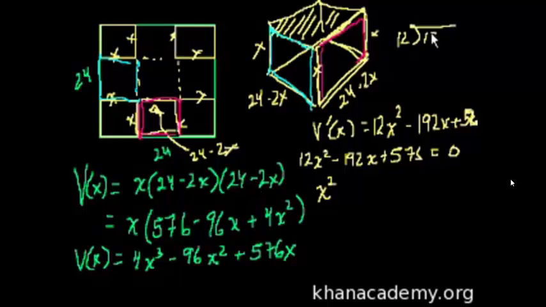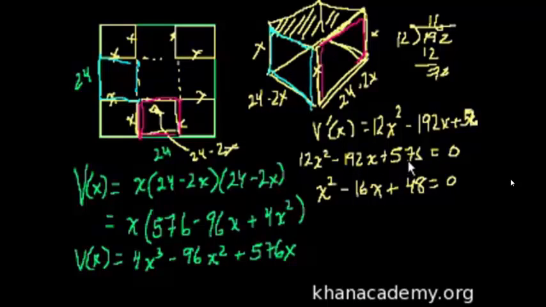I've been making so many careless mistakes. 12 goes into 72, right, 6 times. I should have been able to. Anyway, minus 16x plus, well, this was 24 times 24. So this should be 12 times 48, so this should be plus 48 is equal to 0. And 24 times 24 is 576, so 12 times 48, right.